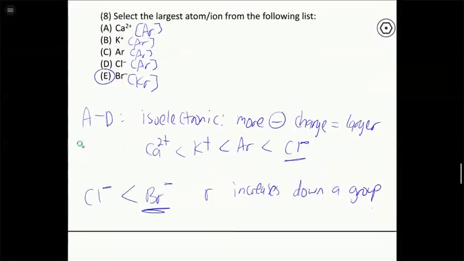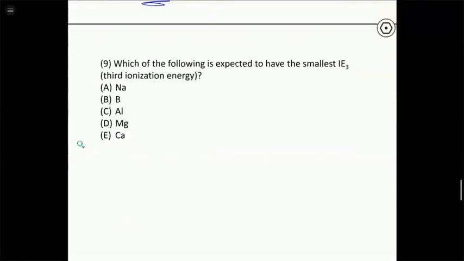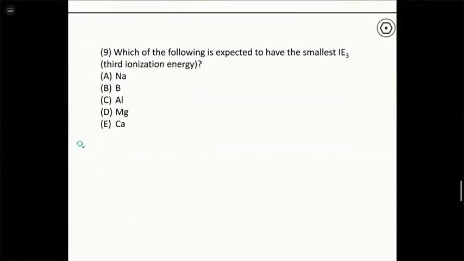All right. On to number 9. Number 9 deals with ionization energy. Which of the following is expected to have the smallest ionization energy, and we're talking about the third ionization energy, i.e. 3. So we've used ionization energy a lot, especially recently when we started talking about lattice energies.